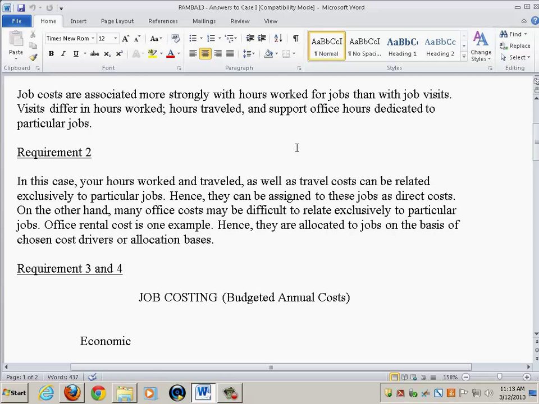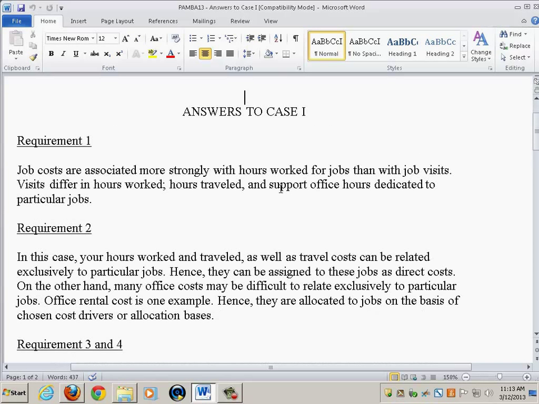Okay, requirement number 2 is how do you classify costs to direct costs and indirect costs in this particular case? And remember, yes? Hours worked and travel, what was your question? Yeah, would they carry equal weights? I mean, if they are separated.